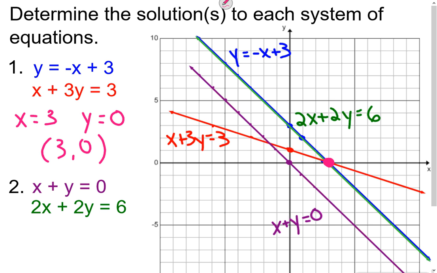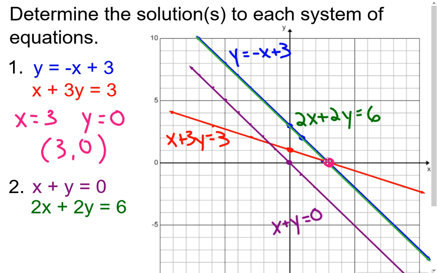So it just depends on how the question is asked and which answer it wants displayed, but either one would be acceptable here. Now, my second example, I have the system of x plus y equals 0 and 2x plus 2y equals 6. I have it color coordinated, so it makes it a little easier here.